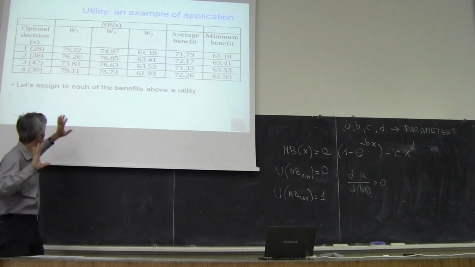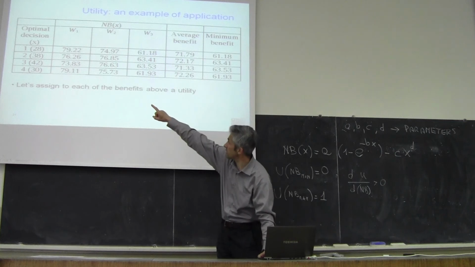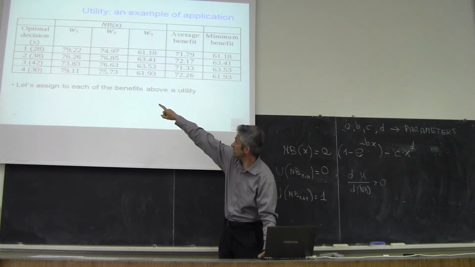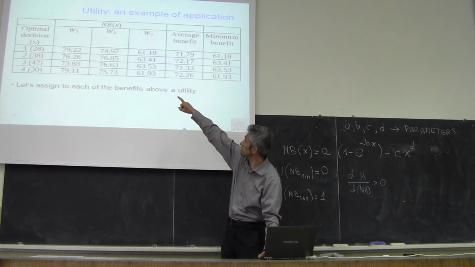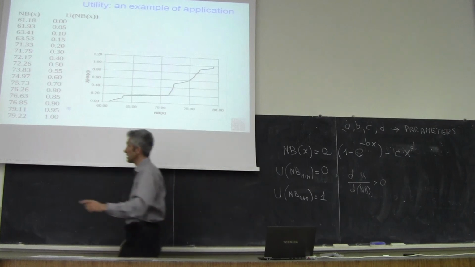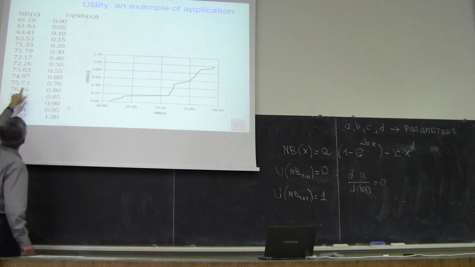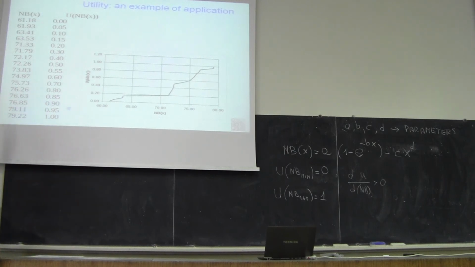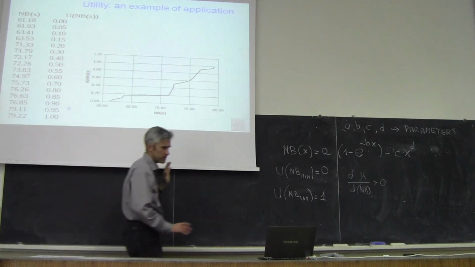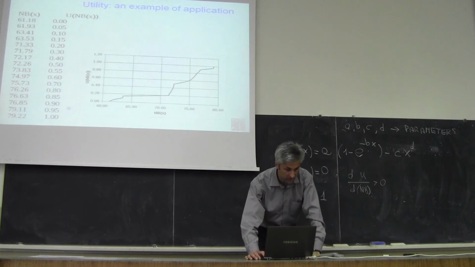And these benefits have the utility, keep them in mind: 79.22, 74.97, 61.18. Look at the utilities here. 79.22 has a utility of 1. And then 74.97 has utility 0.6. And the other one was 61.18, if I remember well, which is 0. Okay, so let me now move forward 1 slide.